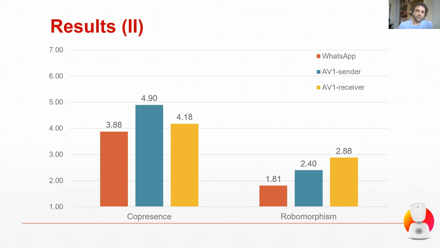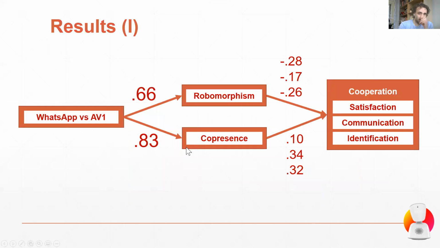For robomorphism, we see something similar, but the one who is talking to the robot, the receiver, experiences more robomorphism than the one controlling the robot, though the one controlling the robot also experiences more robomorphism than in the WhatsApp control condition. So the results basically confirm our expectations. All interaction effects were significant. We found a negative effect via robomorphism on cooperation and a positive effect via co-presence.